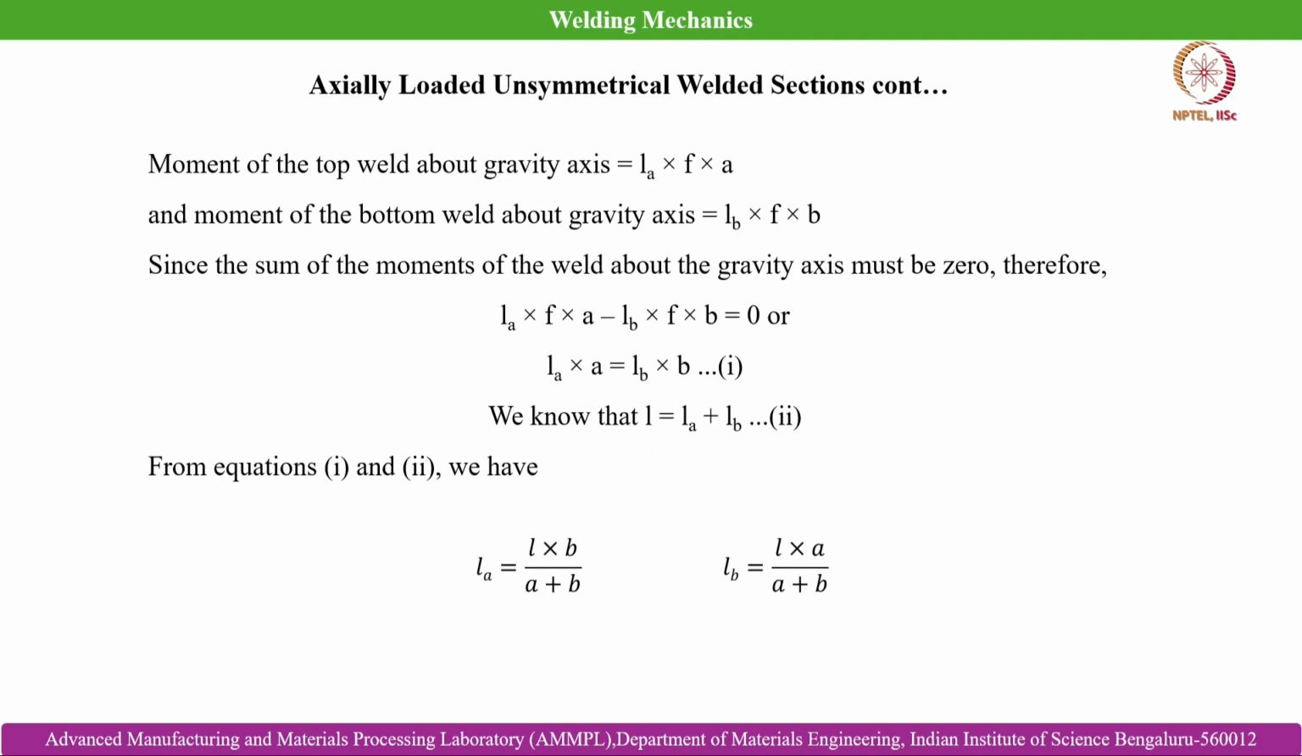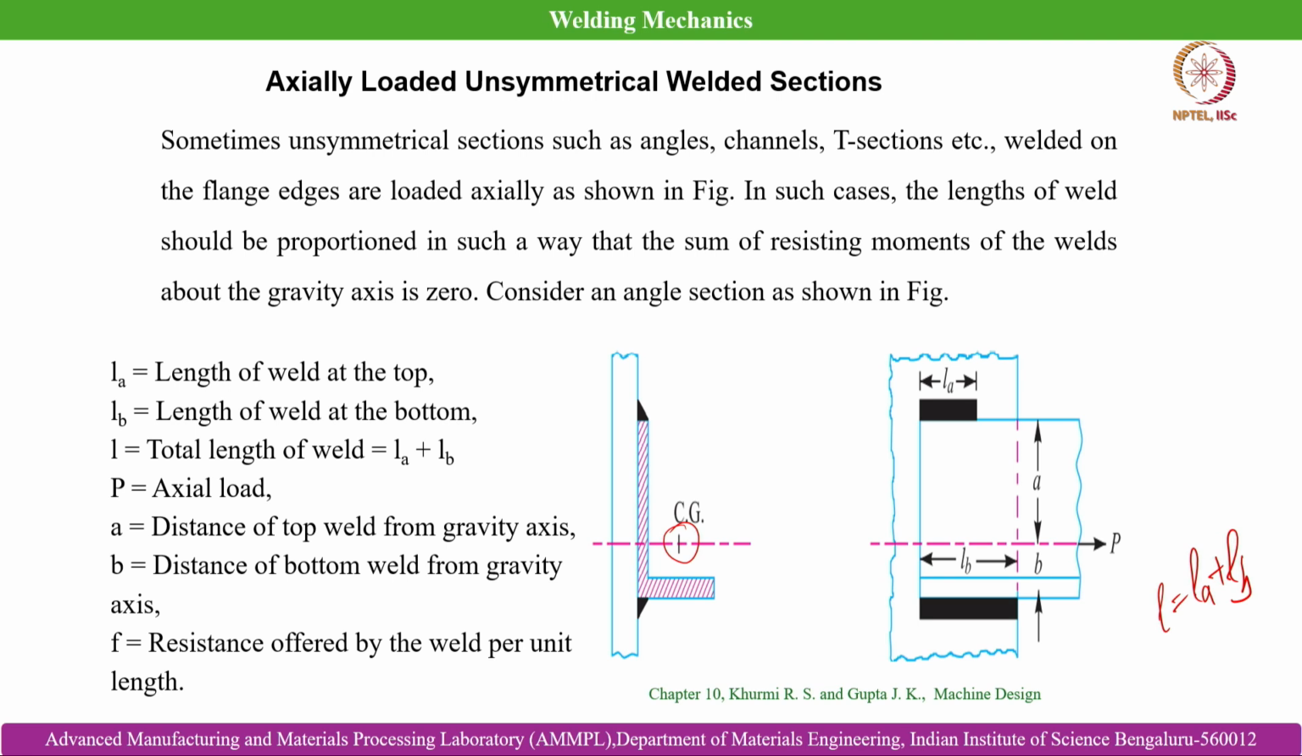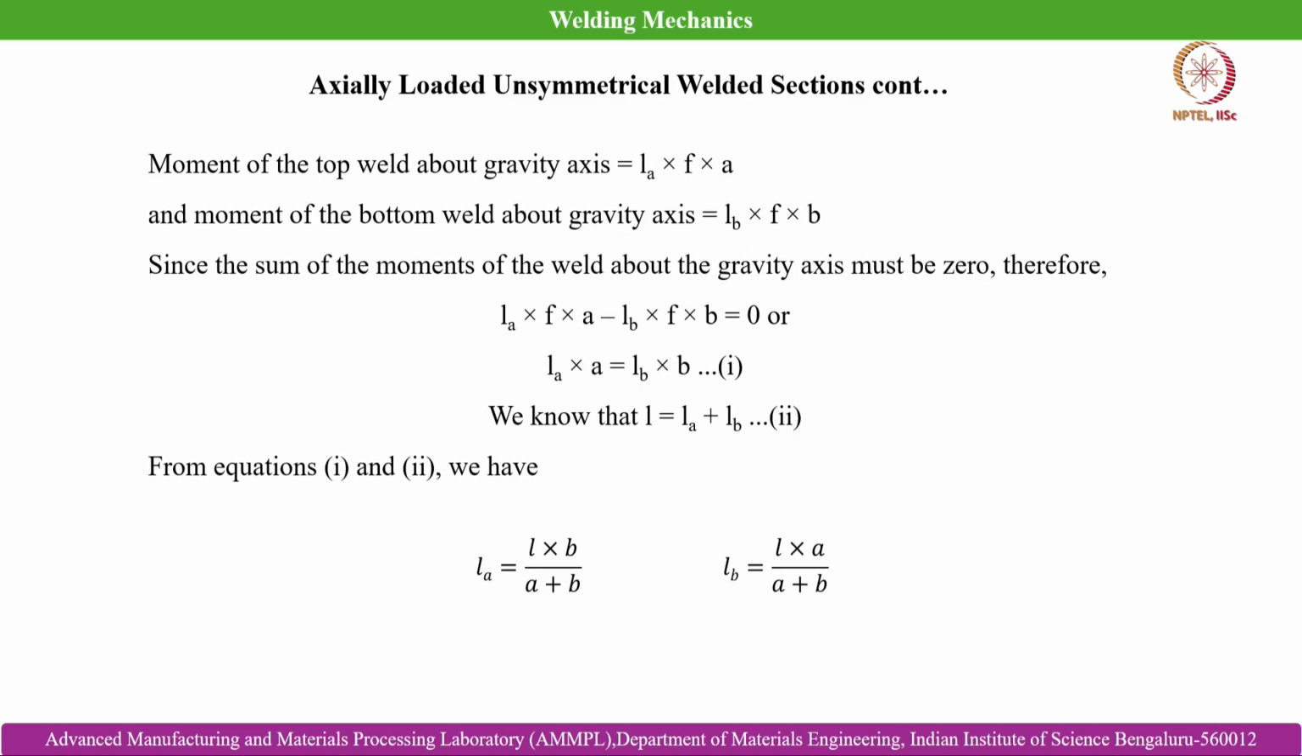As we said, the sum of the resisting moments of the weld about the gravity axis has to be 0. That is what we will now mathematically derive. The moment of the top weld about the gravity axis is force into distance, that is L_A into F into A, and the moment of the bottom weld about the gravity axis is L_B into F into B. Since the sum of the moments of the weld about the gravity axis must be 0, we deduct L_B F B from L_A F A and equate it to 0, which signifies that they are equal. F gets cancelled out, and it becomes L_A into A.